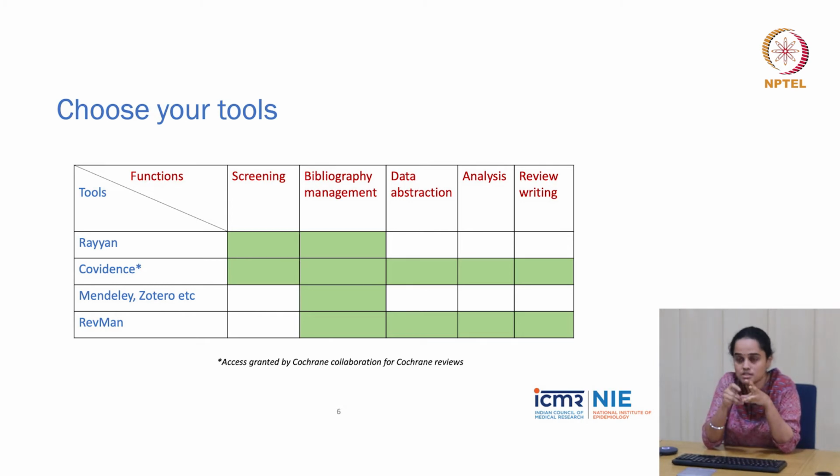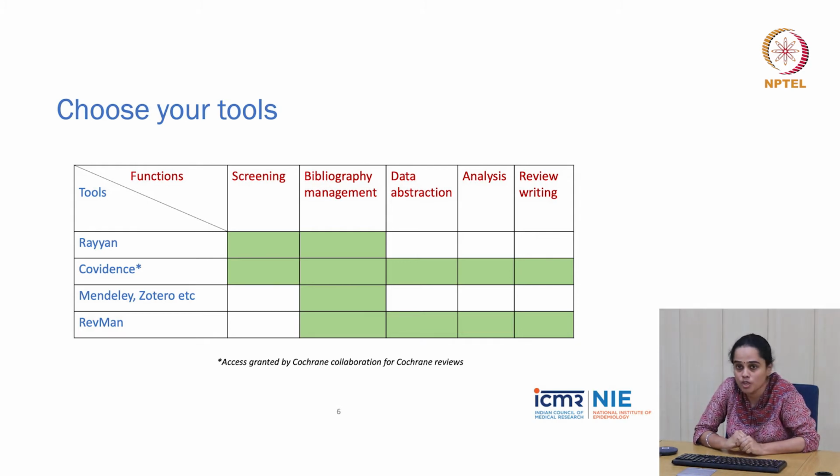Rayyan, like I've indicated, you could use it for screening and bibliography management. However, you will not be able to use it to cite results into your final systematic review when you write it. Covidence is basically the tool of Cochrane. So if you are doing a Cochrane review, then you will have automatic access to Covidence. Else you have a free trial, else it has to be purchased.